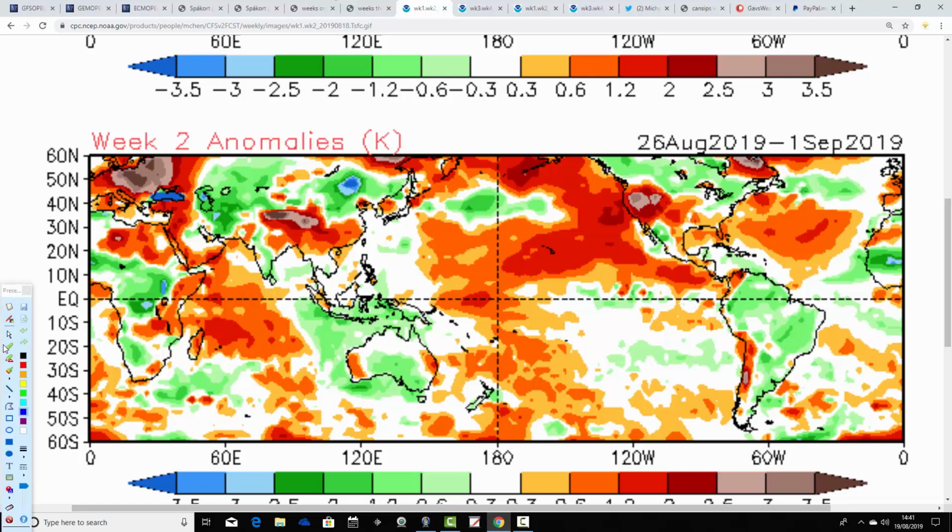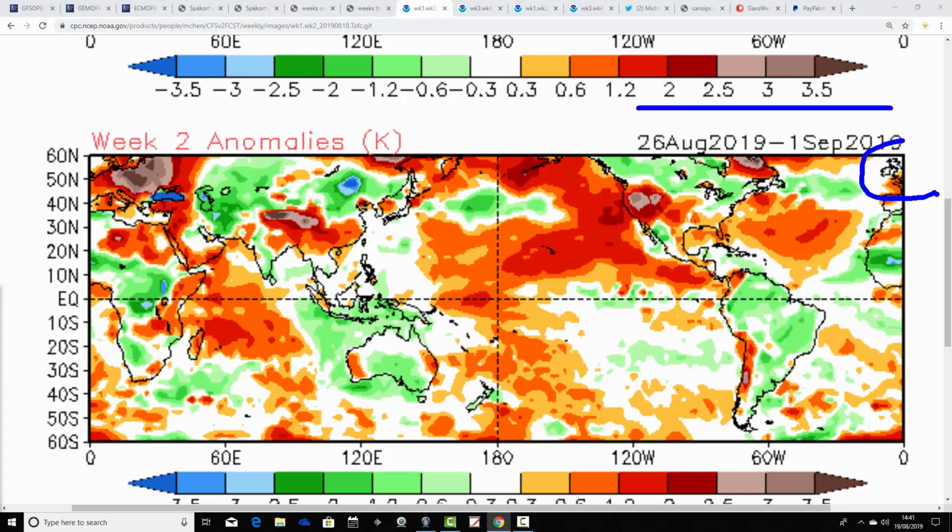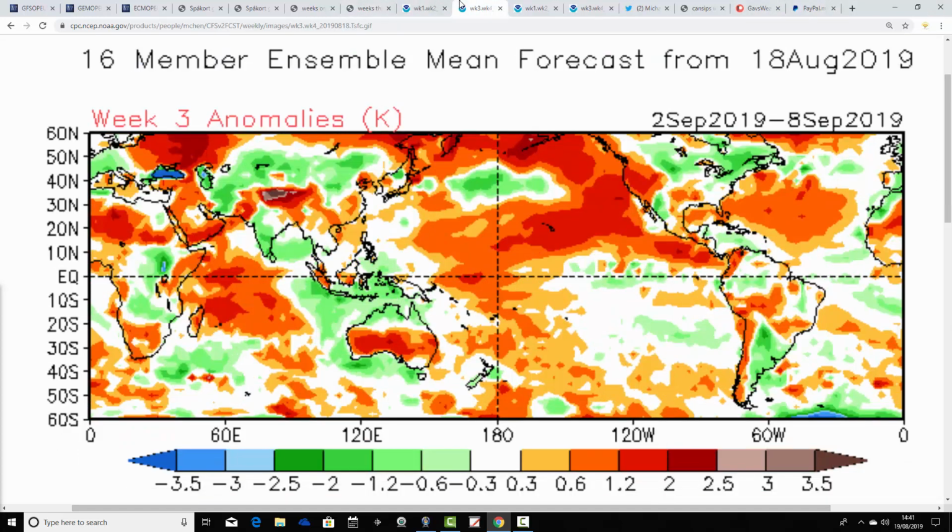Week 2 isn't all that warm either, so this is the 26th of August to the 1st of September. It's a little bit warmer than average for England and Wales, close to average for Scotland and Northern Ireland. To be honest, a few days ago, we were expecting this final week or 10 days of August to be quite a bit warmer than this. So definitely the warmth has been scaled back a little bit, certainly in terms of what the CFS is showing.